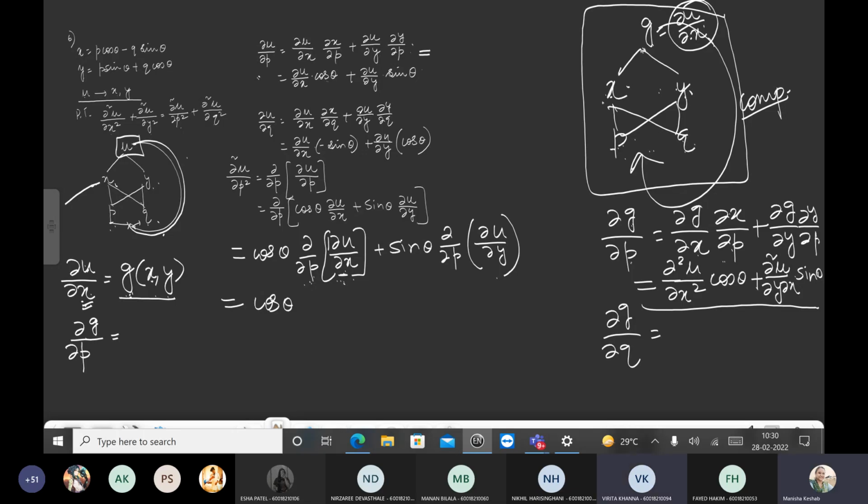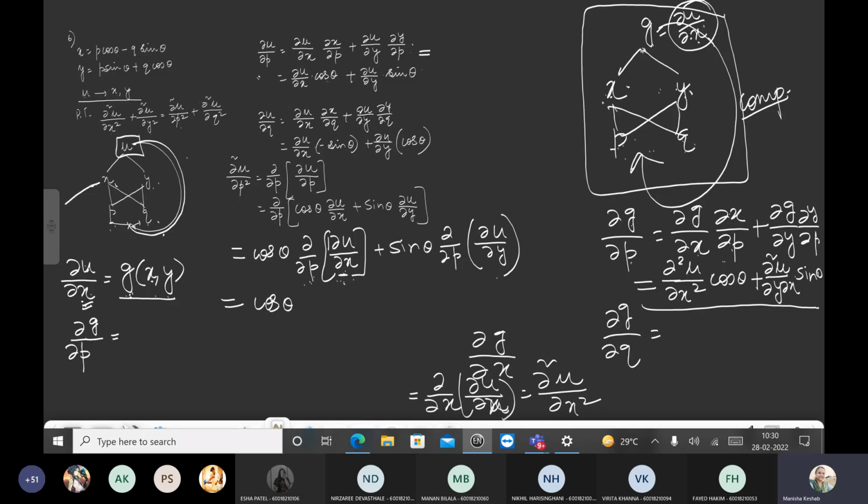Okay. Now what will be del G del X? What is our G? G is del U del X, right? So what is my del G del X then? Del G del X is equal to del X of G. But what is G? G is del U del X. So that is equal to what? Del square U del X square.